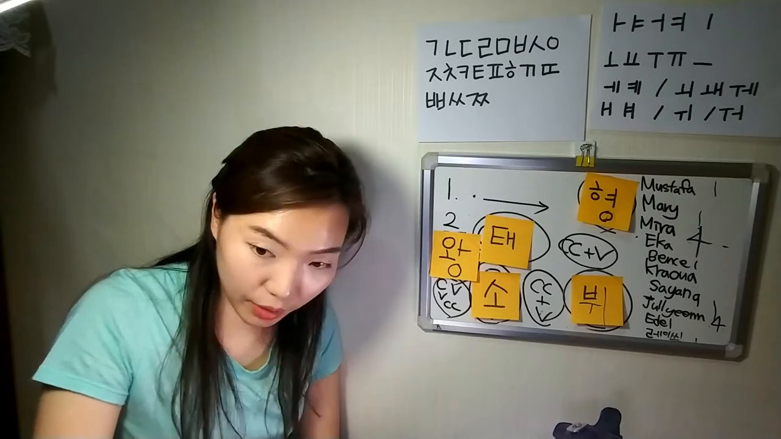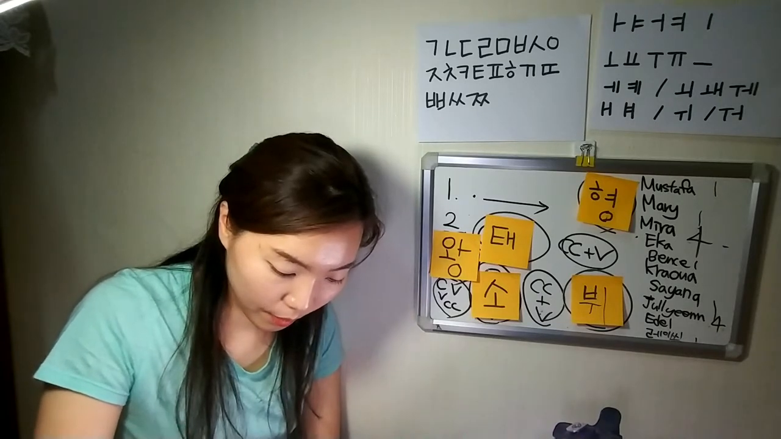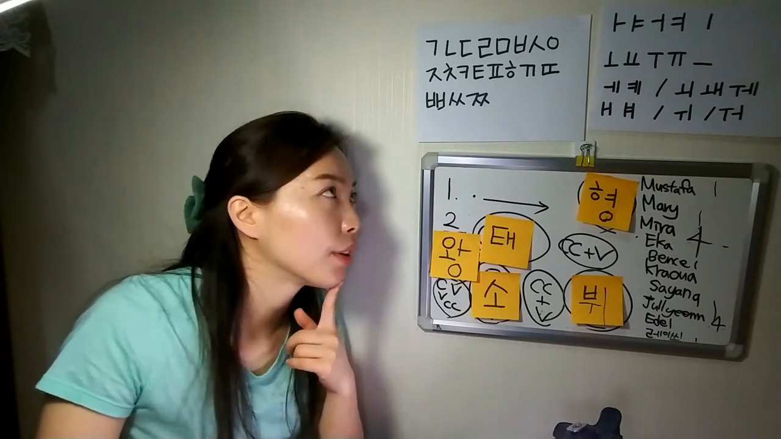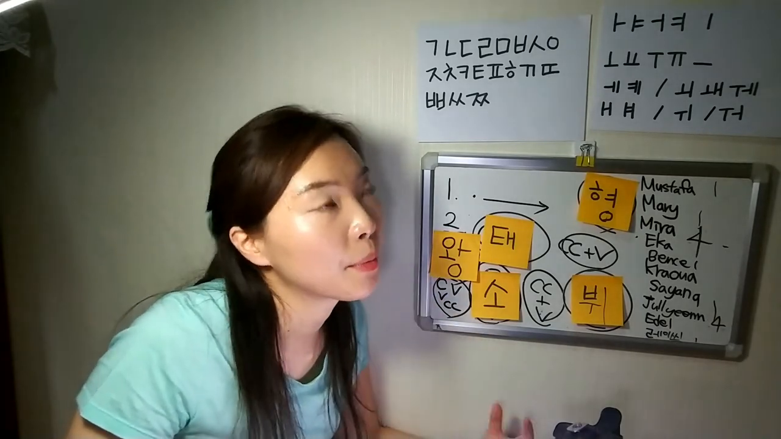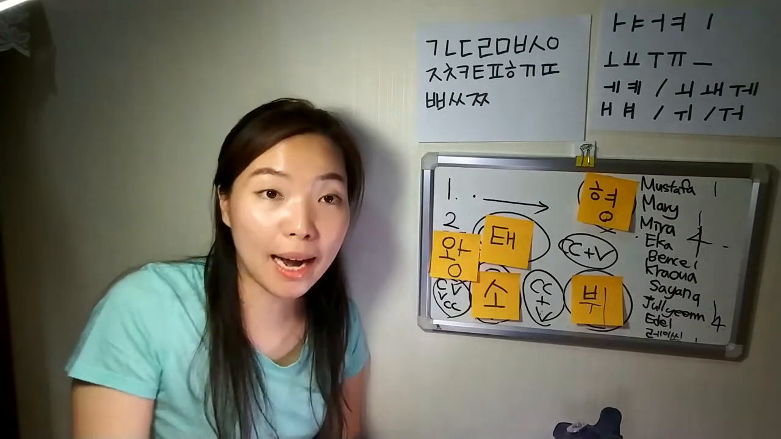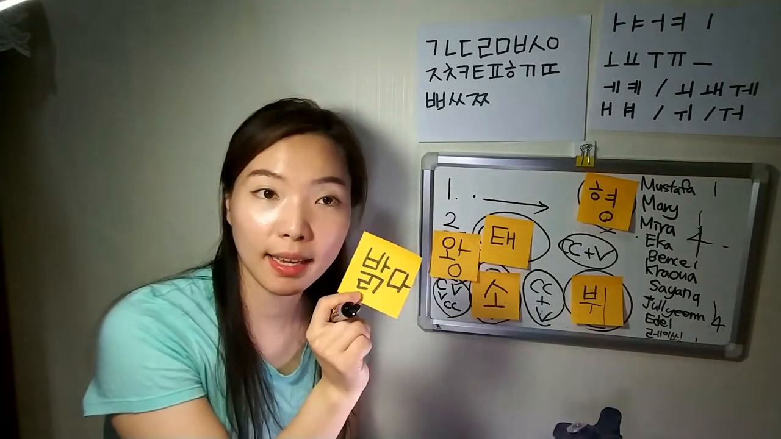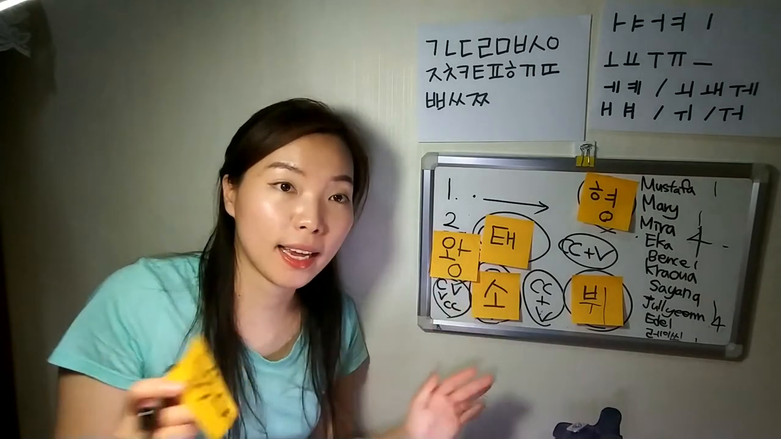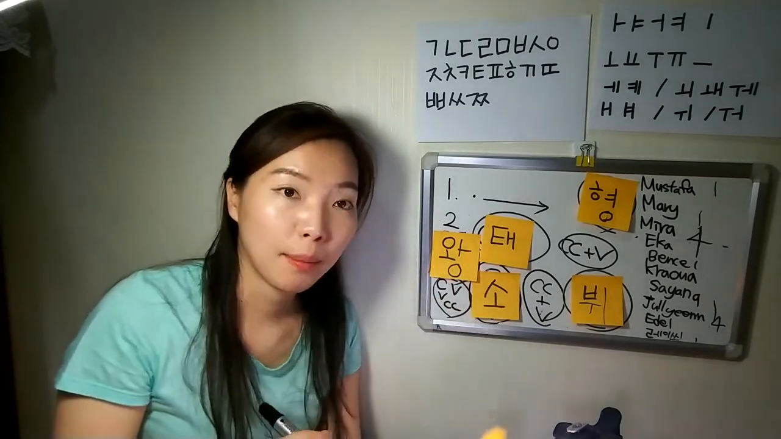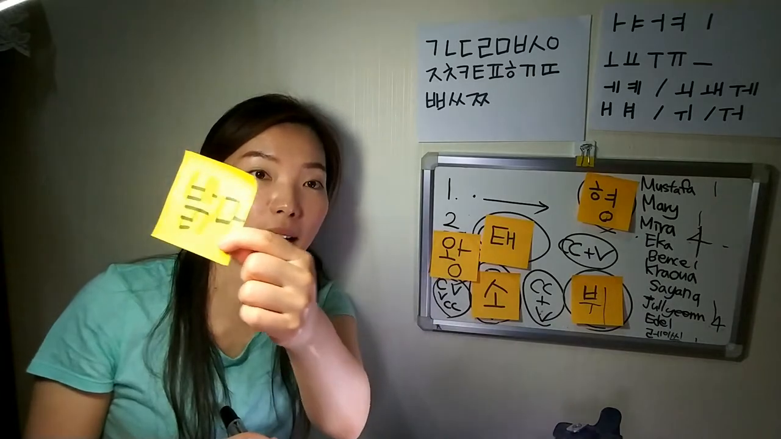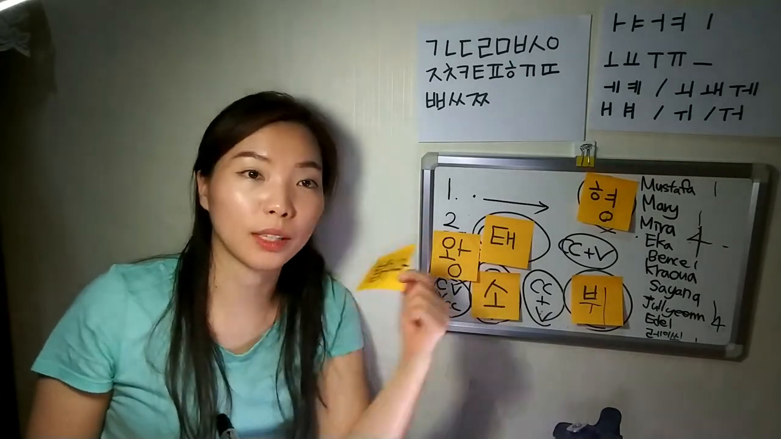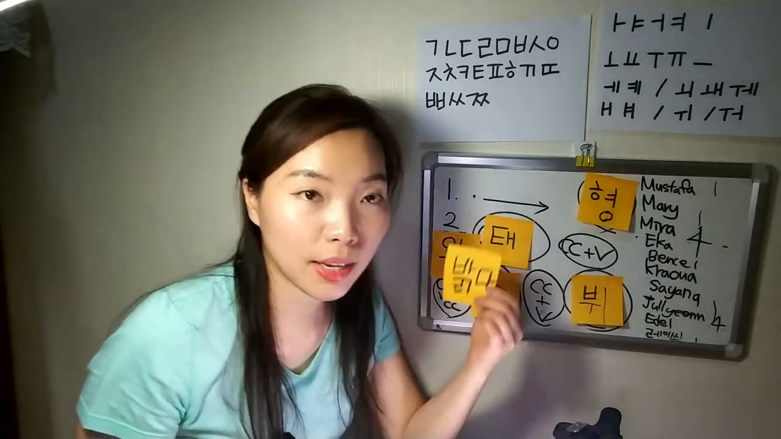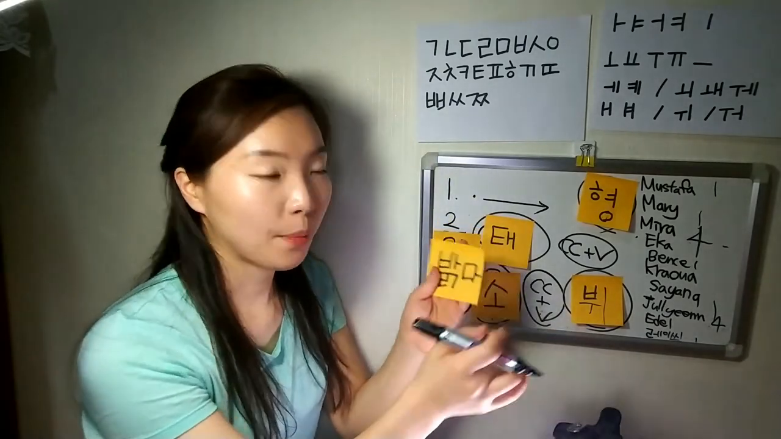So now I will give a verb. Verb dictionary form. 밝다, which means to be bright, to be, like, shiny. 밝다, 어둡다, 밝다, 어둡다. So shiny and, yeah, shady. So here, 밝다.